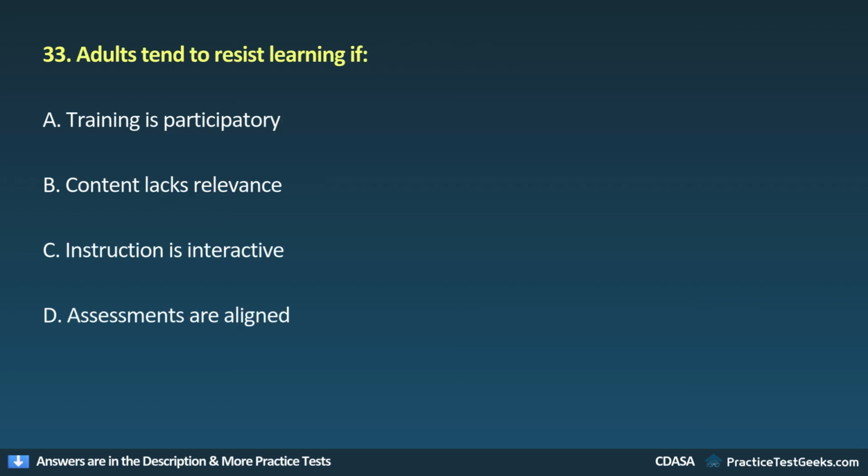33. Adults tend to resist learning if: A. Training is participatory. B. Content lacks relevance. C. Instruction is interactive. D. Assessments are aligned.